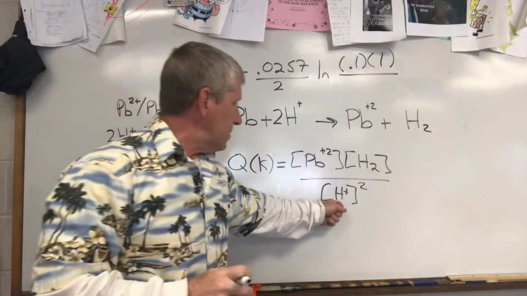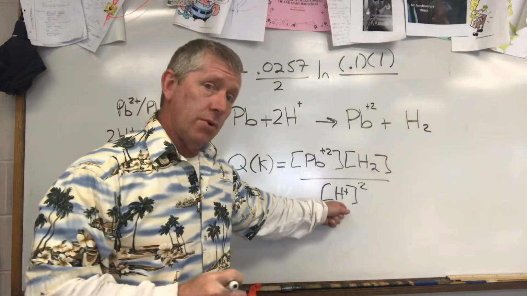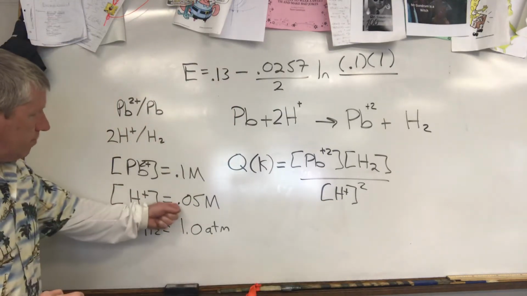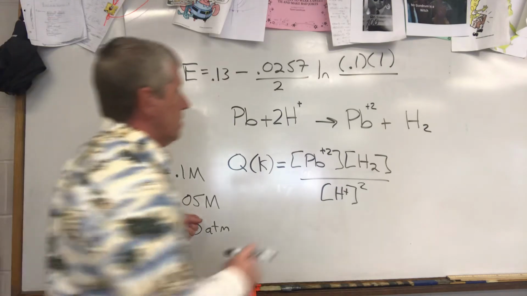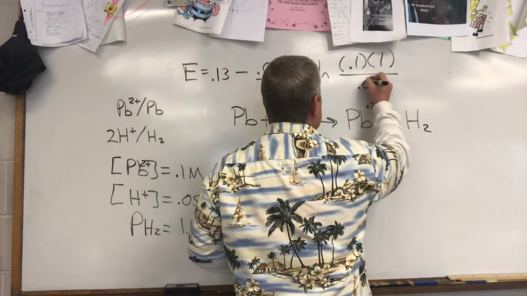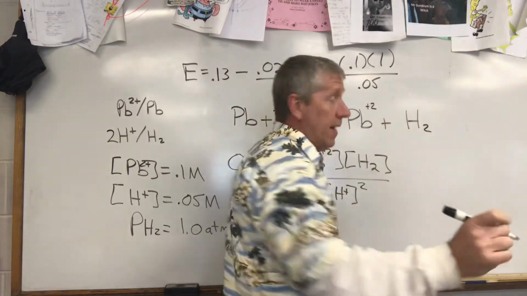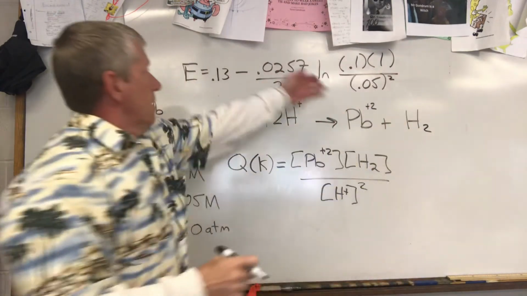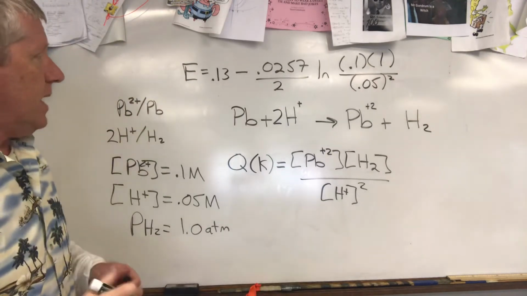What about the concentration of the hydrogen ion? Do we have that? Yes, we do have the concentration of the hydrogen ion given as 0.05. Don't forget you have to square that because the coefficient becomes the exponent. There it is. That is your setup.